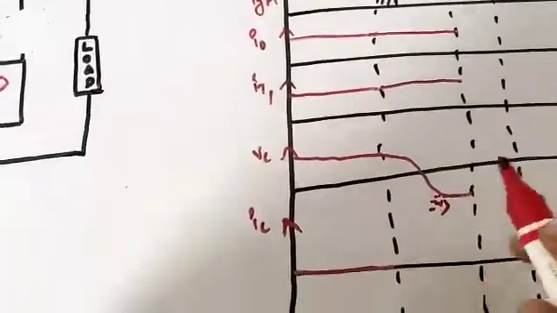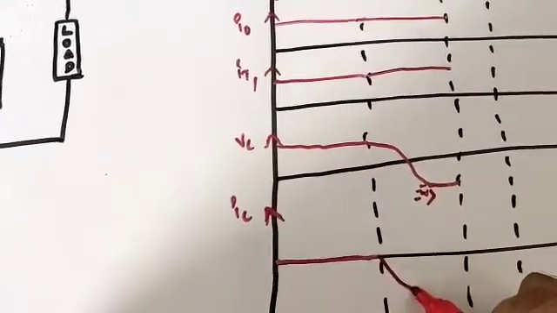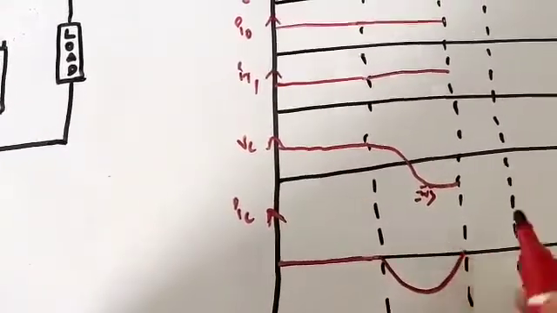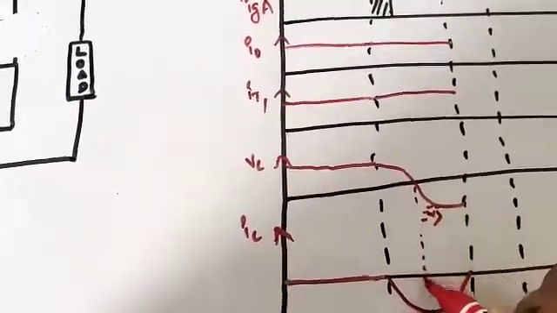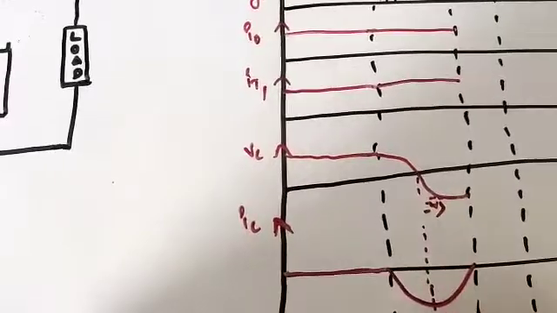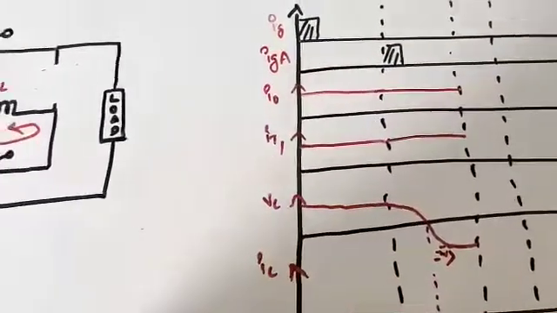At the same time, there is a capacitor current flowing in the reverse direction, like this. As soon as the capacitor voltage is 0, the capacitor current is maximum. This is what you have to consider, understood?